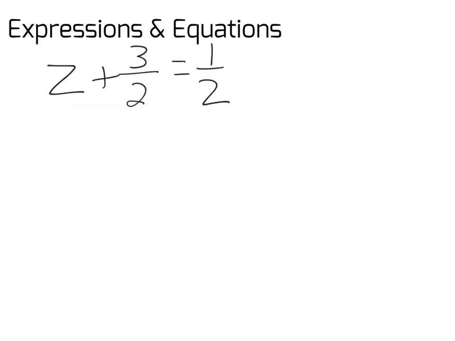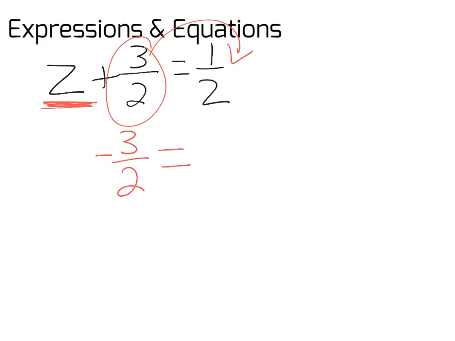Here's another example with fractions. I need to get this 3 halves onto the other side of the equation. I need to get rid of it here so that my z is alone. So right now I'm taking z plus 3 halves. To get rid of it, I'm going to do the opposite and subtract 3 halves. If I subtract 3 halves on one side of the equation, I have to subtract 3 halves on the other side of the equation.